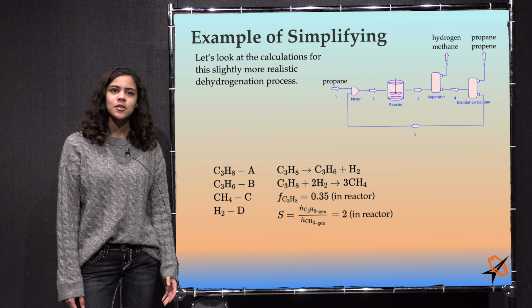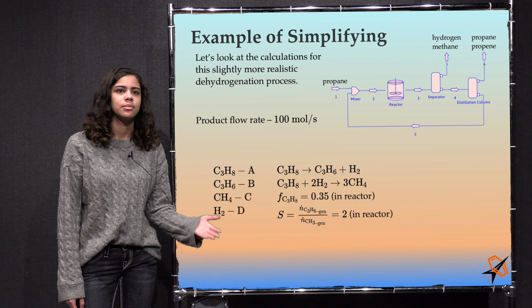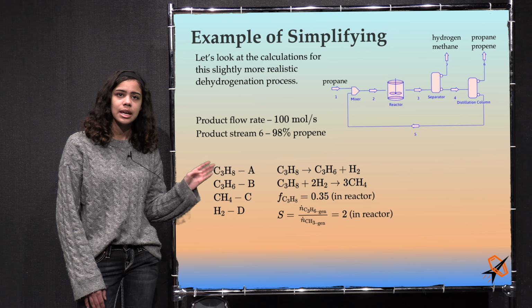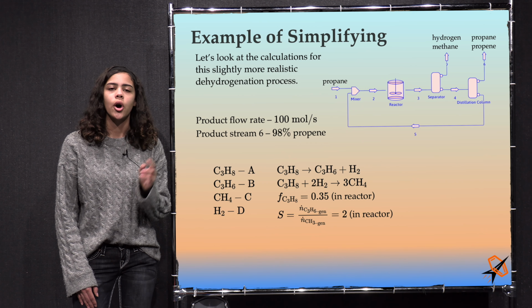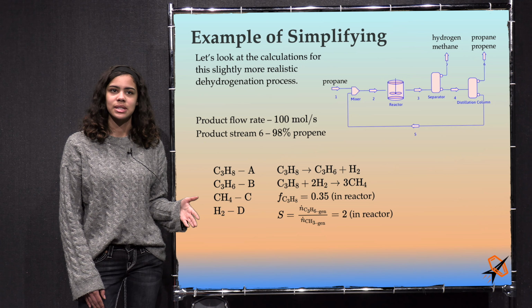This time, instead of specifying the input flow rate, we're specifying the product flow rate, and stream 6 is 100 moles per second, and stream 6 is now 98% propene, so we have 100 moles per second of 98% propene exiting in stream 6.